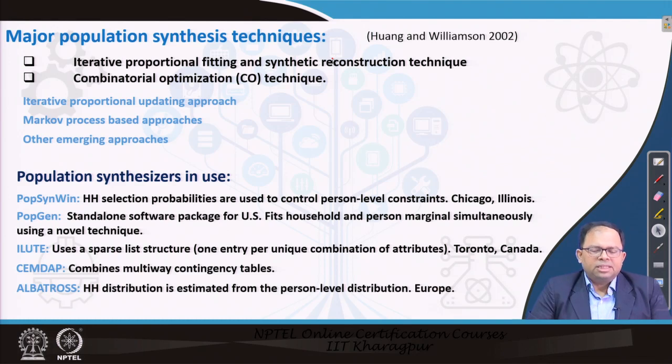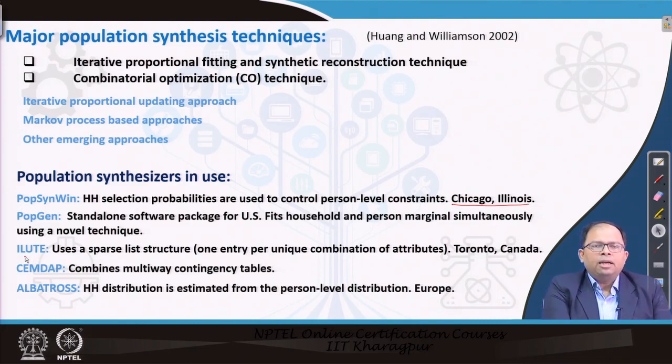These are the different techniques that are used, but there are several software packages also in use. For example, PopSynWin. This is software where household selection probabilities are used to control person level constraints. This is used in Chicago, Illinois. Then there is the PopGen software. This is a popular standalone software package for the US. It can fit household and personal level marginals simultaneously using a novel technique.